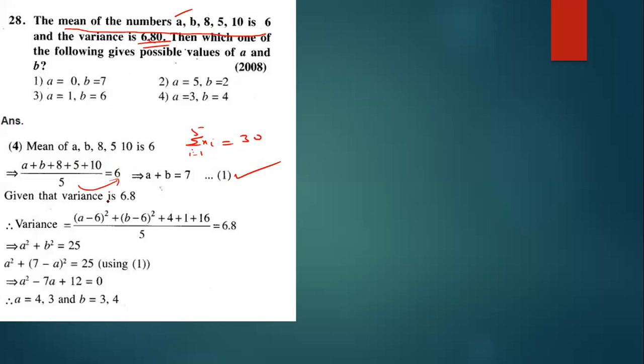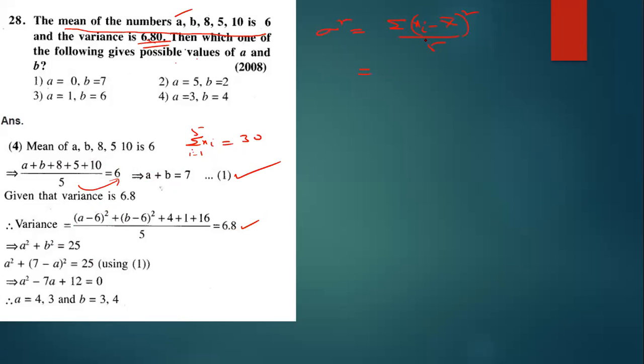30 minus these values, 23. So the variance given is 6.8. How? The formula is there. How are they writing it? Sigma squared equals sigma xi minus x bar whole square by 5. That is the answer.